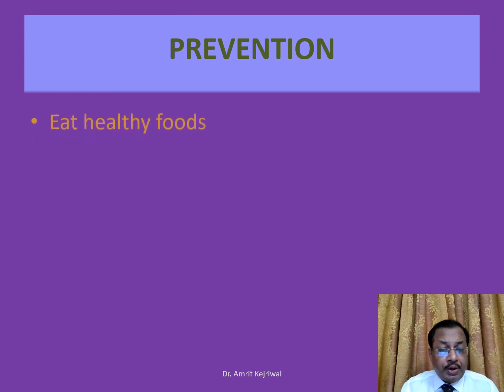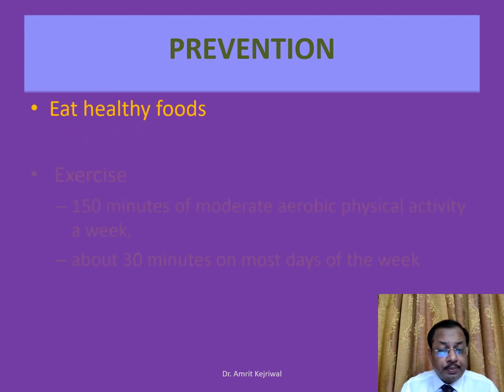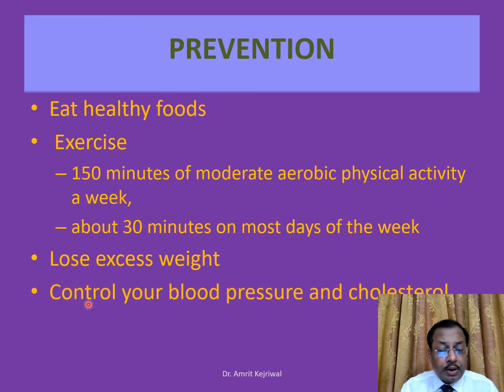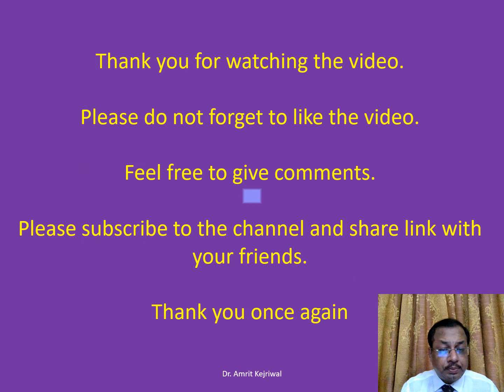And how you can prevent: eat healthy food, exercise 150 minutes of moderate aerobic physical activity a week, or about 30 minutes on most days of the week, at least 5 to 6 days, and lose excess weight. So you should maintain your weight, and if you've got blood pressure and cholesterol, control that also. So the chances of going from pre-diabetes to diabetes will be less. And don't smoke above all.